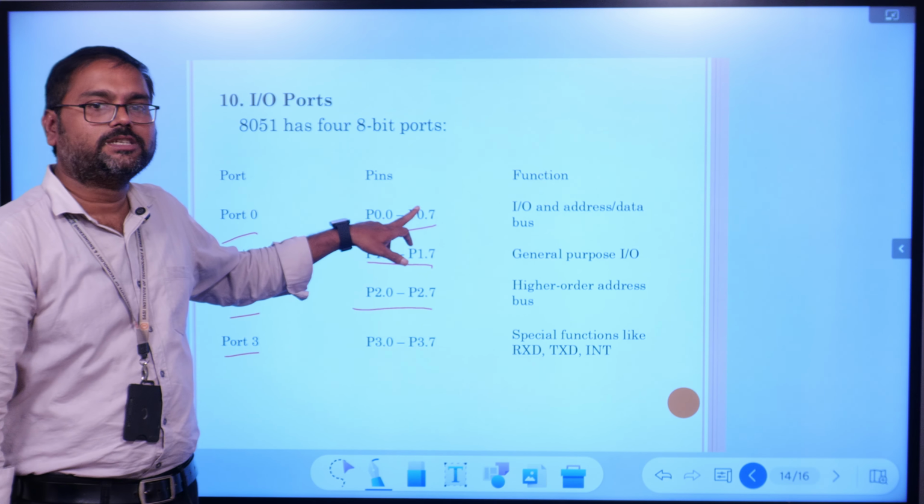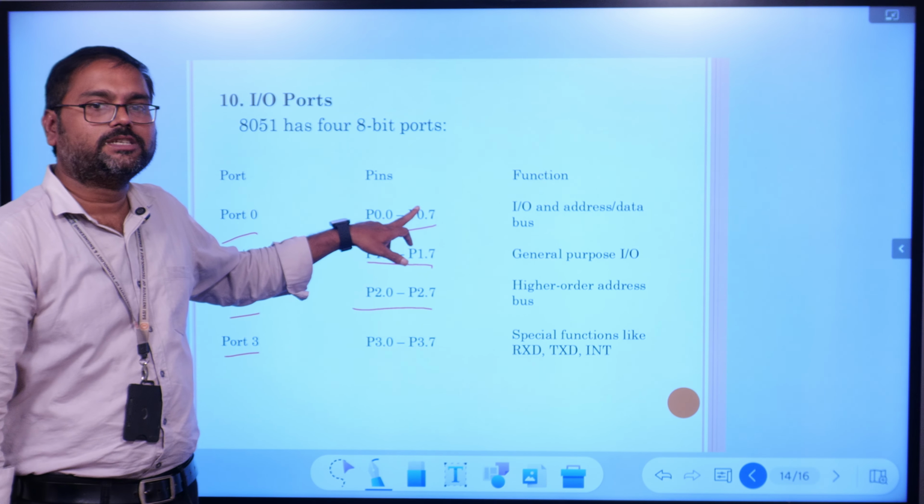For example, if we take port 0, it can carry address and data. That means it can carry the data as well as the address. Here the size of the data bus is 8 bits, and similarly, the size of the address bus is 16 bits. So the data bus is from D0 to D7, and the address bus is from A0 to A15.